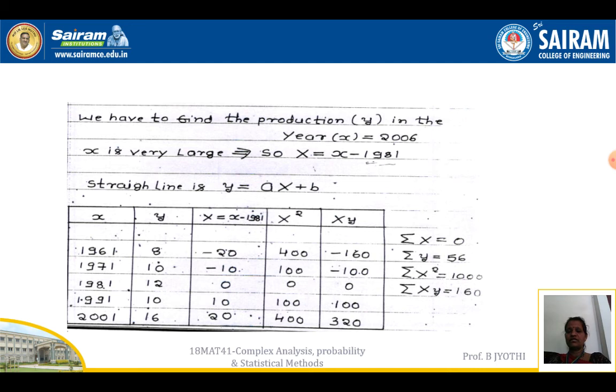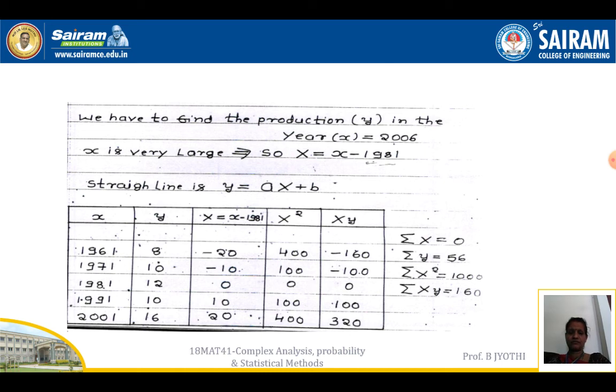And y we are not going to change, because the data is small. We can calculate X square and XY. After doing this, we can observe sigma X: since we have equal negative and positive numbers, minus 20, minus 10, 0, 10, 20, everything gets cancelled and we get 0. Sigma y is 56. Sigma X square is exactly 1000. Sigma XY is 160, after subtracting and adding we get this answer.